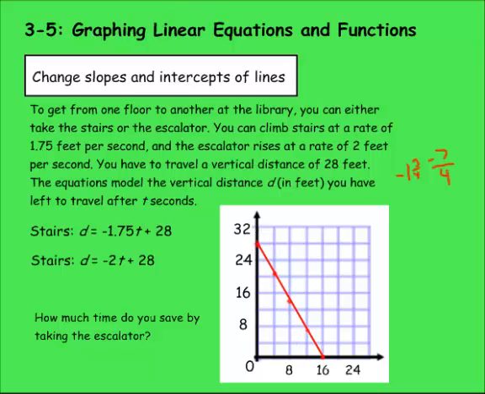Now let's do the escalator method. I'll do escalator in blue. So I'm going to start at the same point, the 28 feet. So that's going to be in blue. Now my rise over run would be negative 2 over 1, negative 2. So I run 1 and I fall. So if I ran 4, I would fall double that. It would actually be 8.